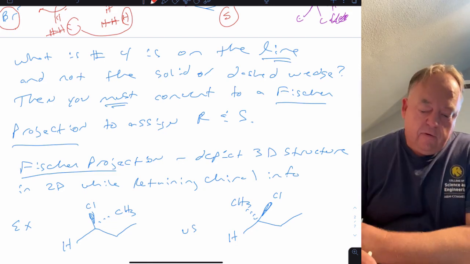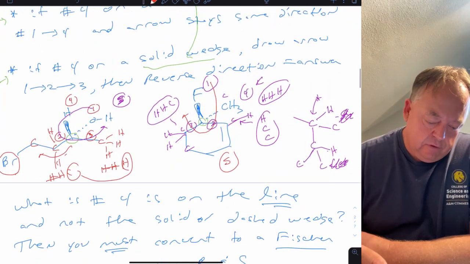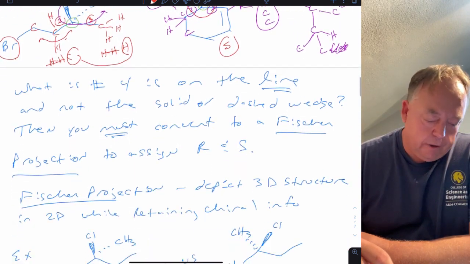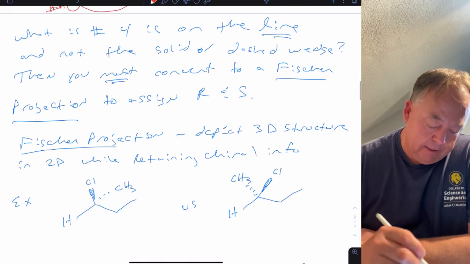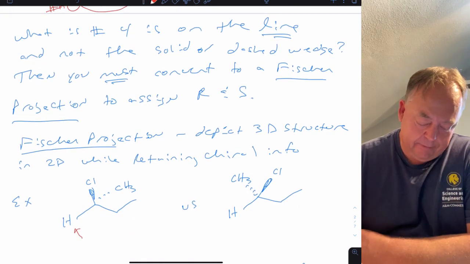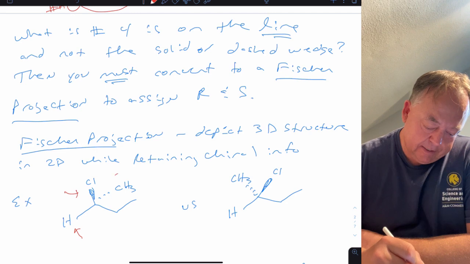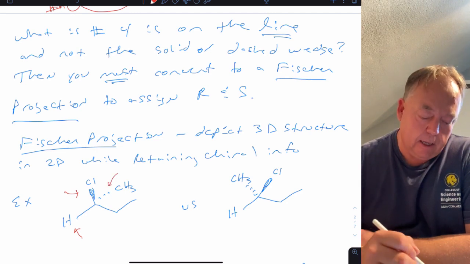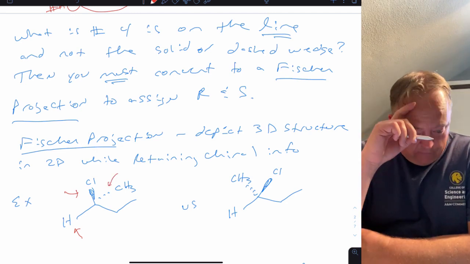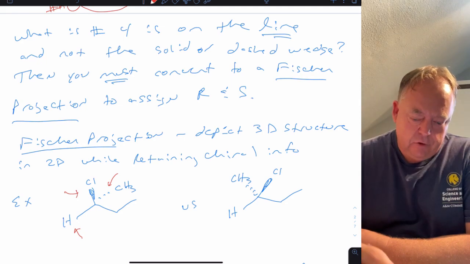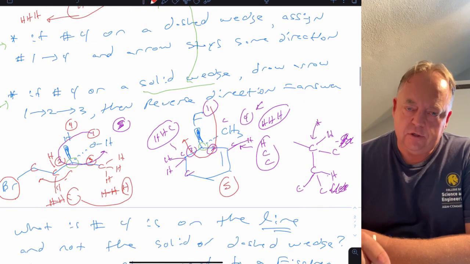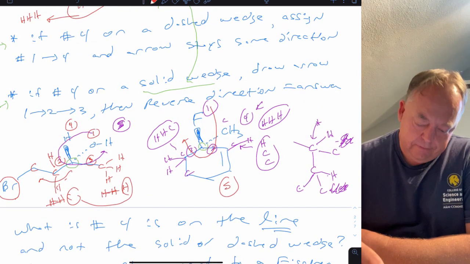Okay, so what do you do if number 4 is not on a wedge? What do you do if it's not on the dashed wedge or the solid wedge? What if number 4 is on the line, like in this example? It's not on the solid wedge, it's not on the dashed wedge, it's on the line. So if you have a molecule drawn like this, then you cannot use this method that we just went through. That method will not work.